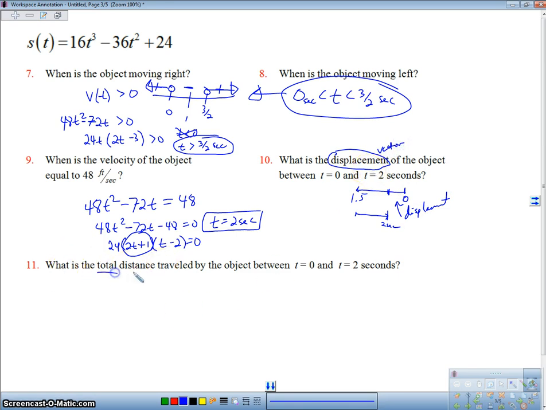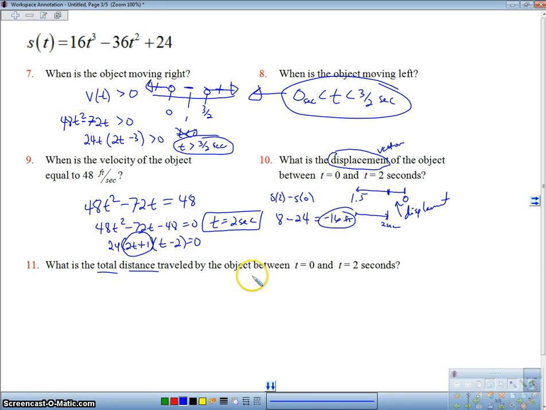The total distance, however, is going to be the total distance that I traveled. So displacement is s of 2 minus s of 0. s of 2 turns out to be 8, and s of 0 turns out to be negative 24. So my answer for that is negative 16 feet. And that seems weird, but then we're going backwards, right?